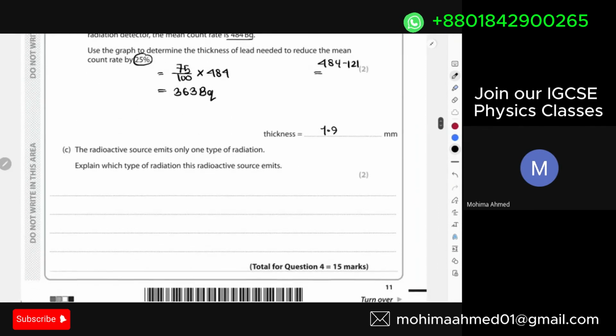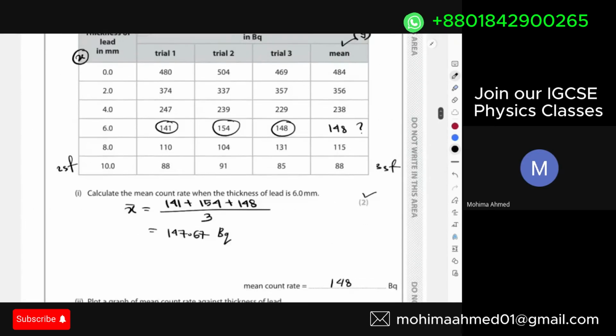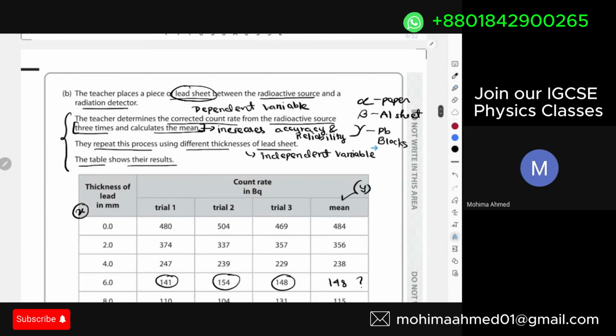For this next part, it says the radioactive source emits one type of radiation. Explain which type of radiation this radioactive source emits. Because in this case, even after using a lead sheet, the lead sheet was not able to block it. Understand that lead is the maximum preventing material that you can use. Lead will block everything above them. Paper will block only alpha. Aluminium sheet will block beta and alpha. Lead will block every one of them.